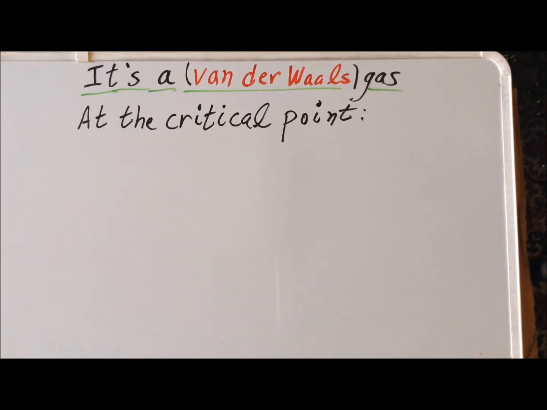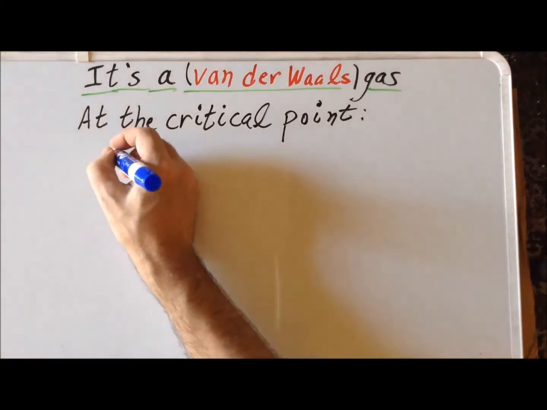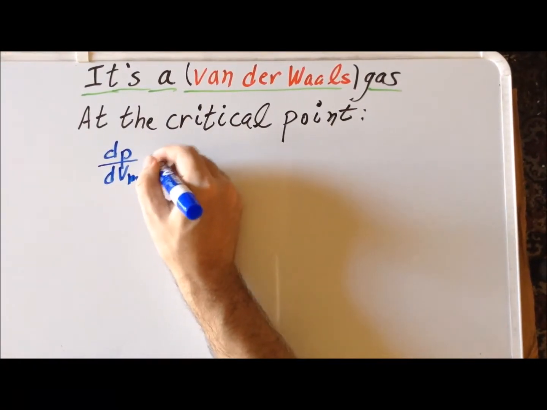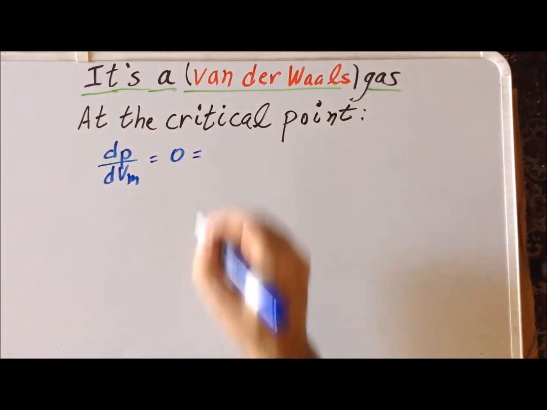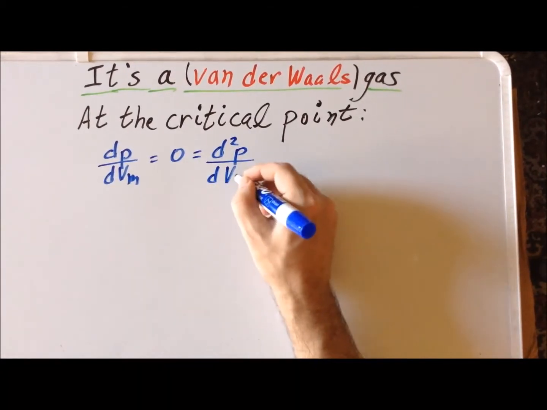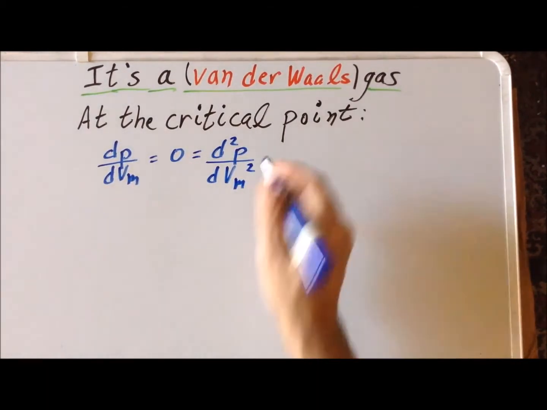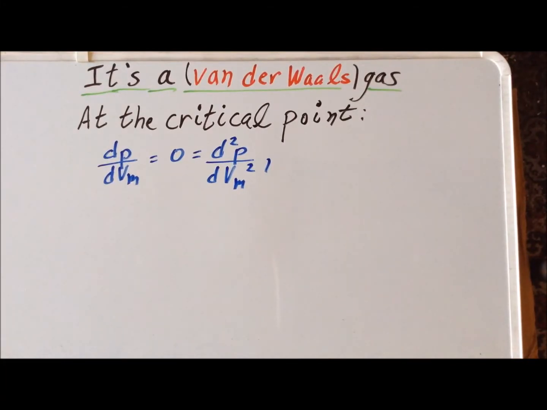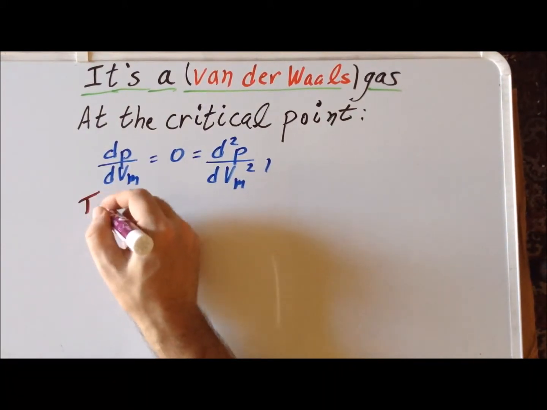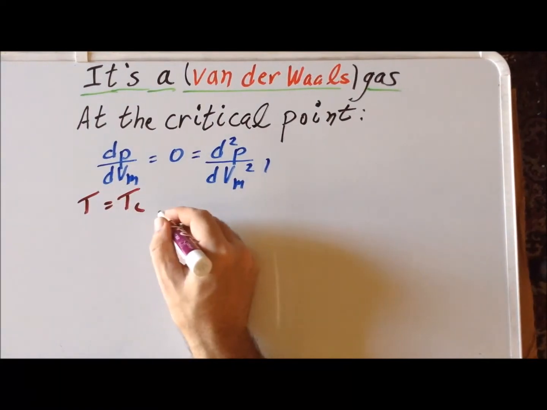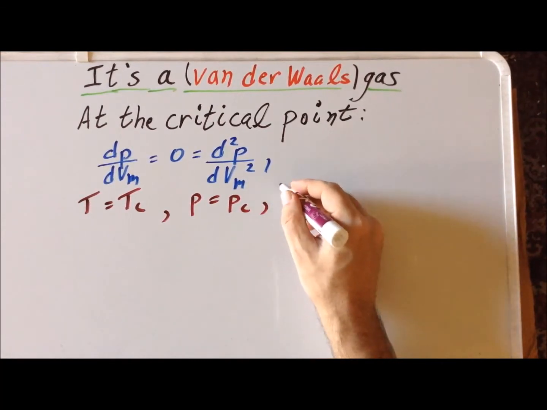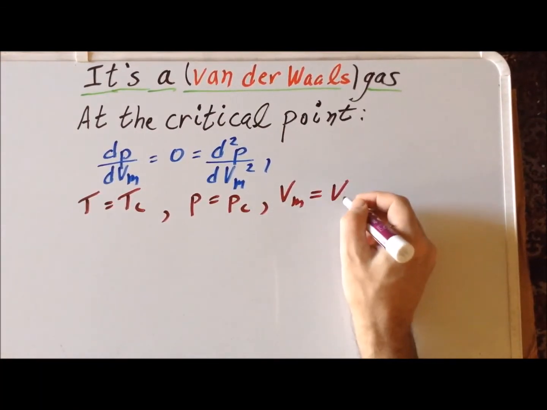When we reach the critical point, we know that several things must be true. We know that the first derivative of the pressure with respect to the volume is equal to 0. We also know that the second derivative of the pressure with respect to the molar volume is 0 also. Similarly, at the critical point, the temperature is the critical temperature, the pressure is the critical pressure, and the molar volume is the critical volume.